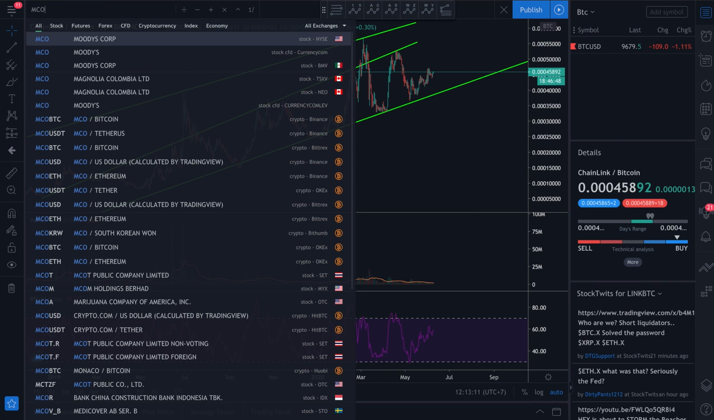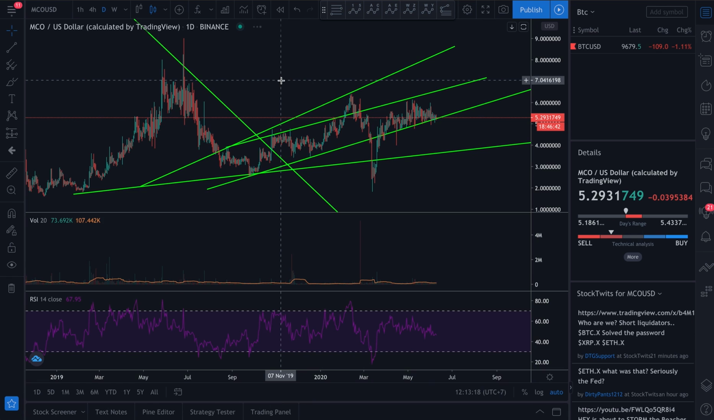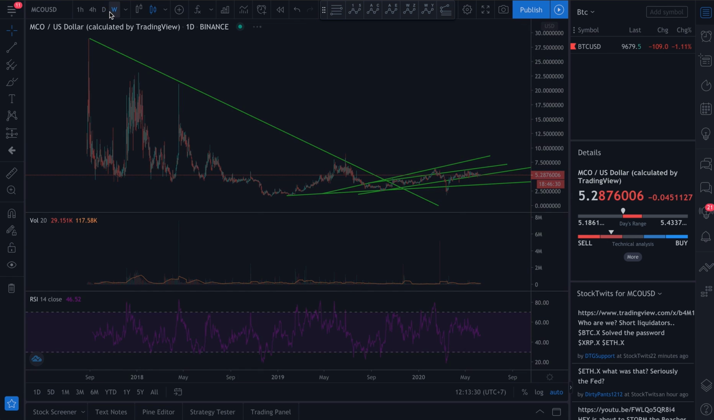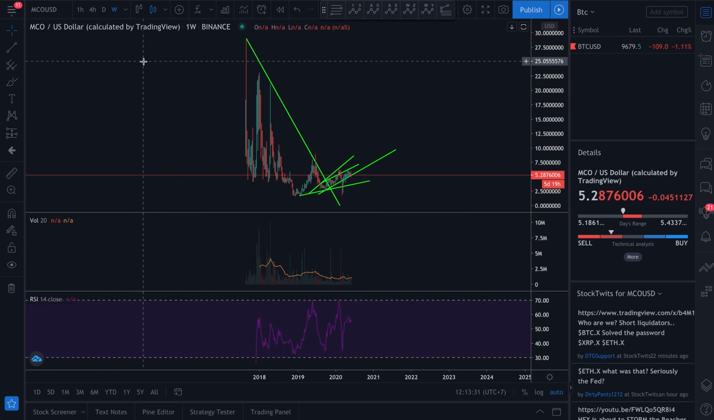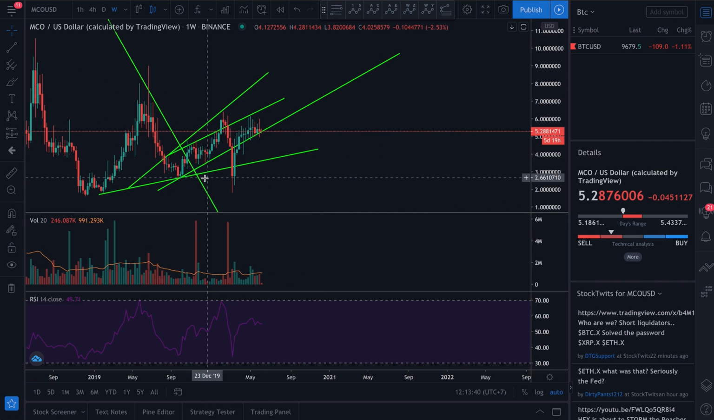So now let's take a look at MCO. First, let's take a look at MCO USD. And this is Binance, by the way. And here you can see different trend lines that I formed here down, and then another one here, another one here, another one here. And sometimes this can get quite messy. And if we look at the weekly time frame, you can see that MCO has already exited this bear market, because this channel here has been exited, and since that time it has been in this upwards channel.